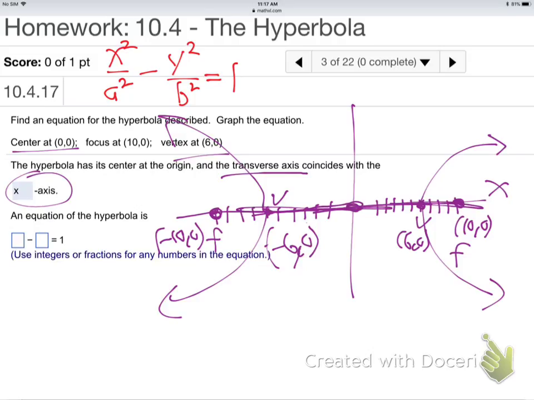So what do you think? Do we know the A? Do we know what's underneath X? Do we know right and left? Remember, X is always right and left. From the 0, it's right 6, left 6. Good, so that's 6 squared. Good so far, just like we would for an ellipse. No difference. Now, how are we going to find B, though?